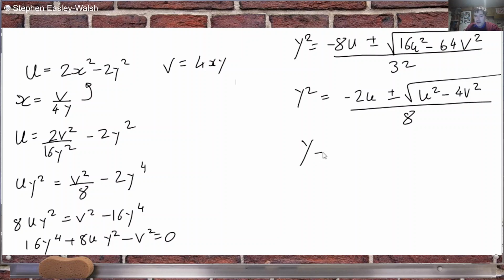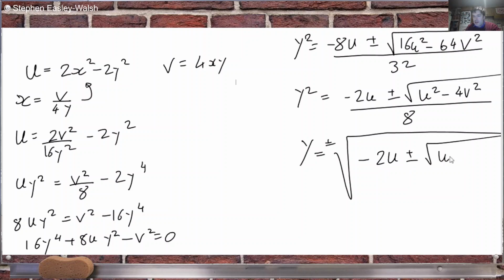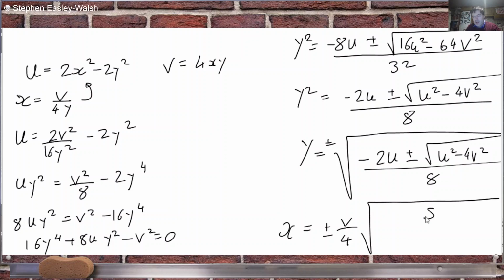I'm not going to go any further than this. Root, plus or minus, I guess, 2u plus or minus root u squared minus 4v squared over 8. And then that would mean x equals v over 4y. So that'd be v over 4 plus or minus, and then root 8 over minus 2u plus or minus root u squared minus 4v squared.